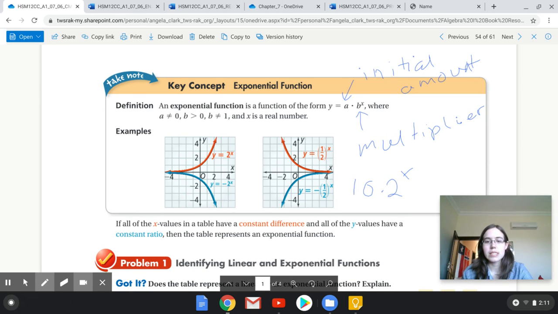Okay, this has been a quick intro to exponential functions. We'll get into more detail with some examples in the next video.